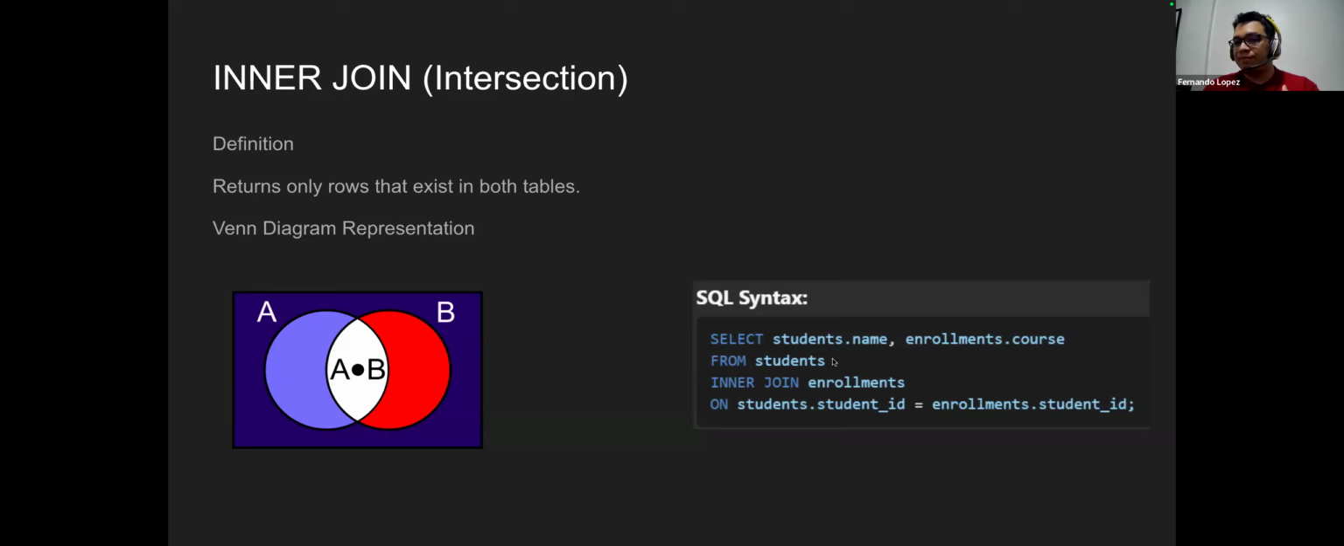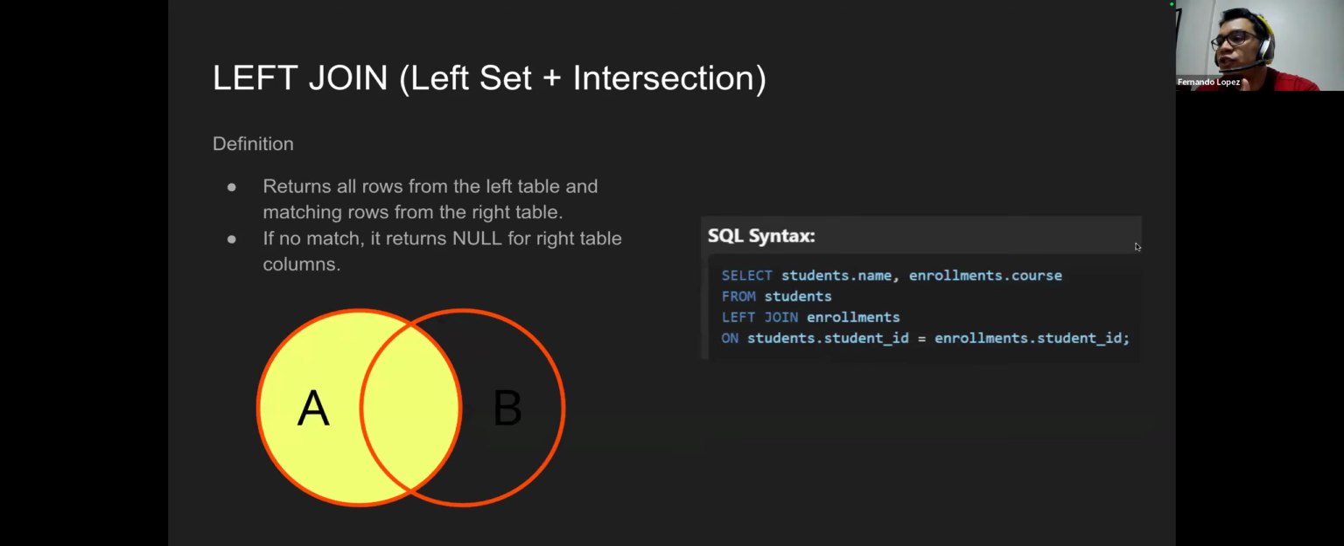I mean, we can have like 1,000 students in the table of students, but not all the students are going to have an enrollment. So if you want to bring the ones that are in common, you need to do an inner join. Now, the left join.